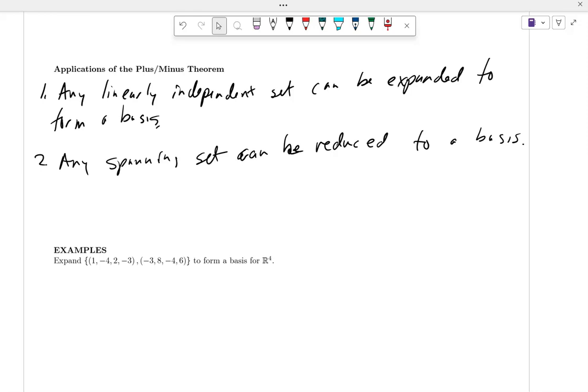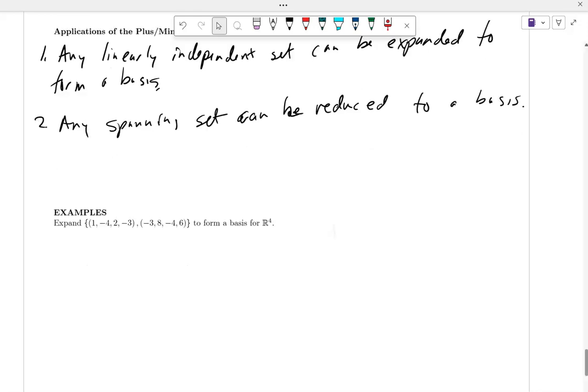What would I need to multiply 1 by to give me -3? Does -3 times -4 give you 8? No, so they're not scalar multiples. Okay, all right. So it definitely is linearly independent. Here's how we are going to increase this set to be a basis.